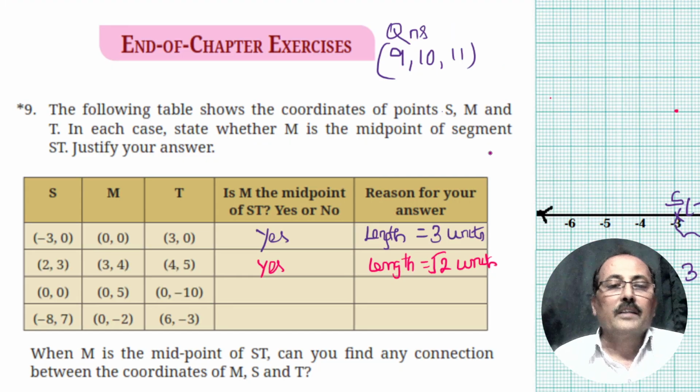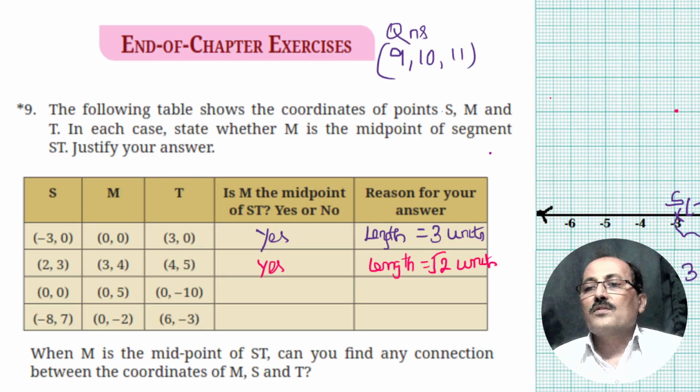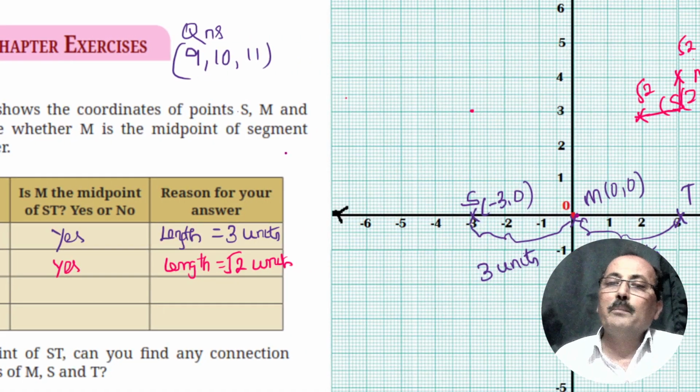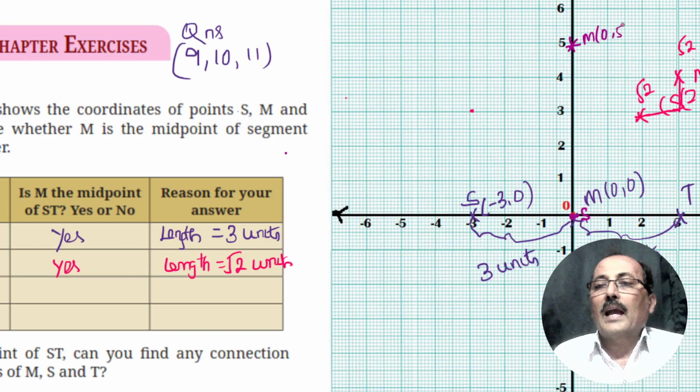Okay, next point, 0 comma 0, yes, origin. Then 0 comma 5. 0 comma 5 means where it will be? It will be on the axis. 0 comma 5 is on the axis. This is 0 comma 5. The first one is this one. They gave, this must be S. Okay, this one is S, and this one is M. Okay, 0 comma 5 and T.